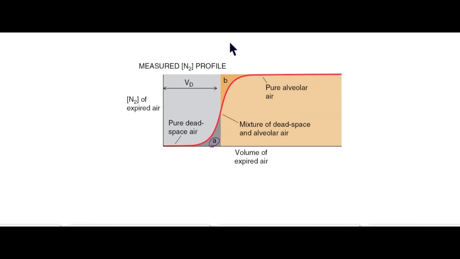A and B, the areas that are shaded, that darker orange and that darker gray, those areas should be equal. There's a little bit of mixing in the conducting airways that are immediately proximal to the alveolar airways, and so you get a little bit of gas mixing in there because there's no valve that's actually separating the two compartments. But the areas under these shaded regions, A and B, are going to be equal. So if you want to get a measurement strictly of alveolar air, you need to take your measurement somewhere over here. That's going to be pure alveolar air.